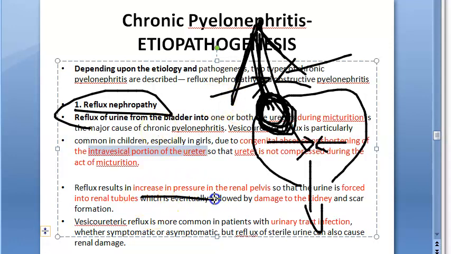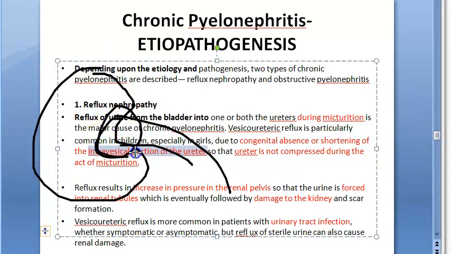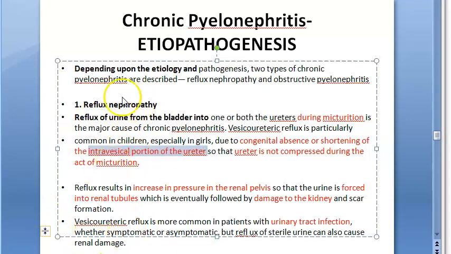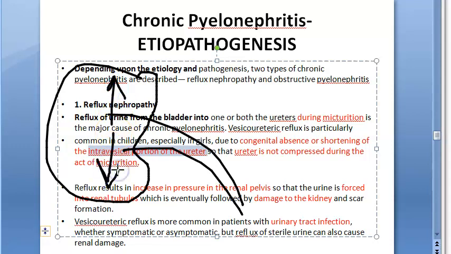Another thing is the increase in the renal pelvis, right? So what happens in the renal pelvis? The pressure is more. Now this is the renal pelvis. In the pelvis, the pressure is more because of the urine being forced back into the tubules. Now here what will happen? There is damage to the kidney and scar formation, right? This is very common in patients who have frequent urinary tract infections. So basically in this kind of reflux nephropathy, usually the poles are affected, correct? The scarring is mainly towards the poles.